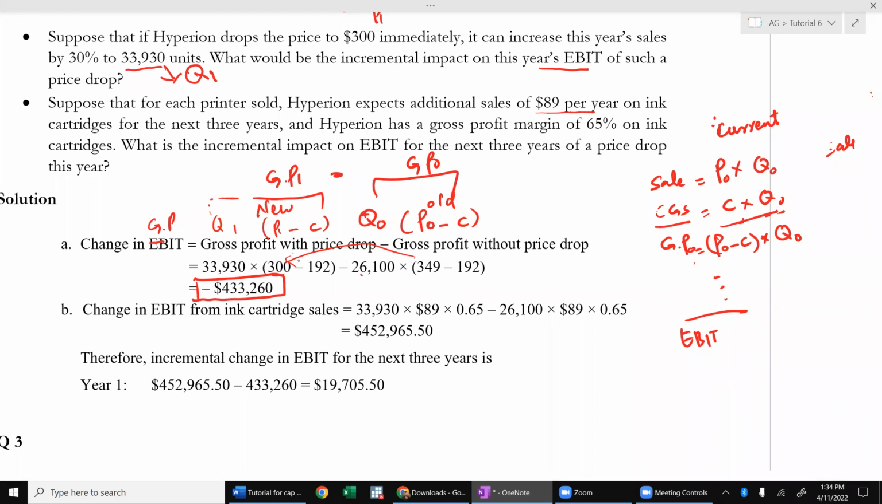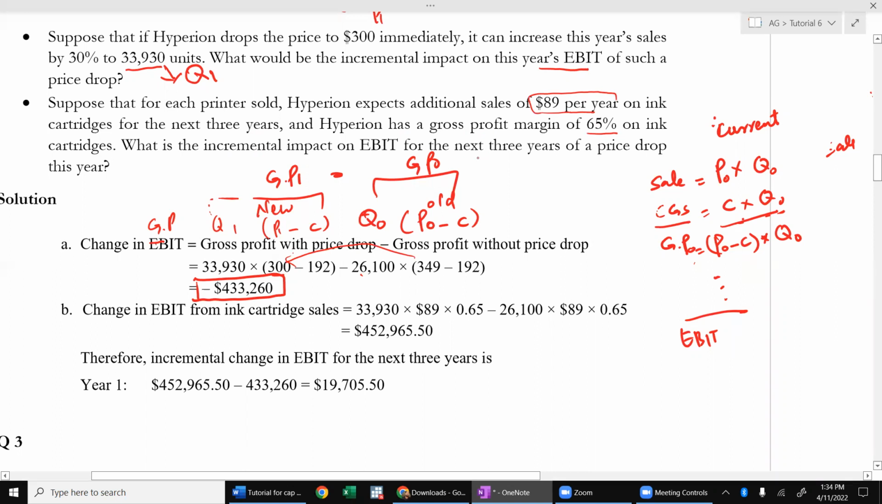Okay. So it expects an additional sale of 89 per year on ink cartridge for the next 3 years. So it means 89 is the price of the ink cartridge. Okay, so we need to calculate that. And Hyperon has a gross profit margin of 65% on ink cartridge. What is the incremental impact on EBIT for the next 3 years of a price drop this year?